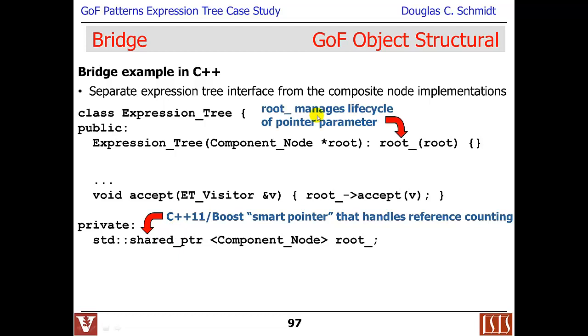This is going to manage the life cycle of what it's passed in, so it takes ownership and it is responsible for deleting it when it goes out of scope, etc. And then every call to the methods in the abstraction part, in this case the expression tree part, all the calls to the interface are delegated through the root pointer, through the smart pointer, to the appropriate implementation. Now this is really an important distinction.